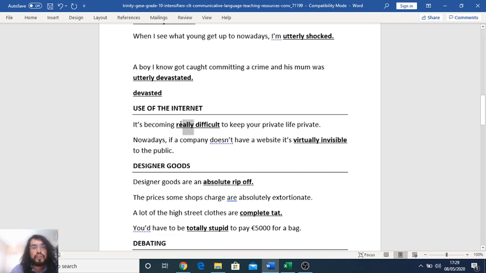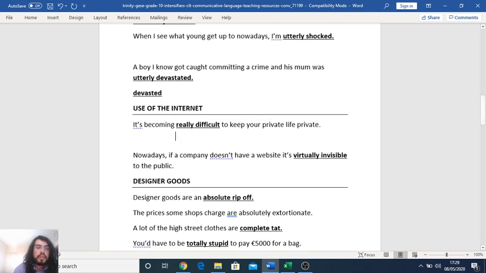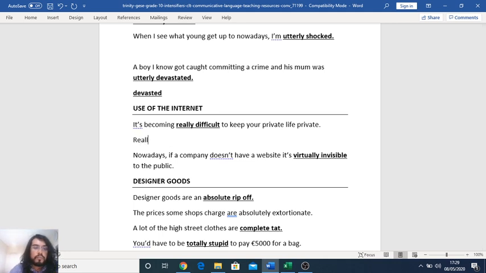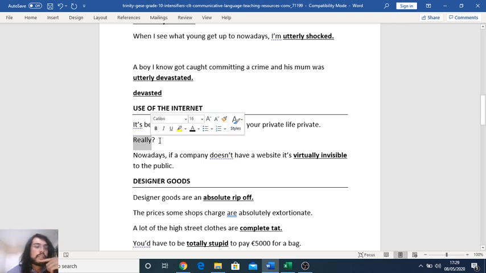As I said earlier, really is one of the most popular intensifiers in England, in the UK. So as you can see here, really is modifying the word difficult. It's serving as a modifier, but really by itself would be different. We could say, "Really?" In this case, it's not modifying anything, right? Because it's by itself. We are asking a question, seeking confirmation. So in what context would I use this? Well, I'll give you an example.